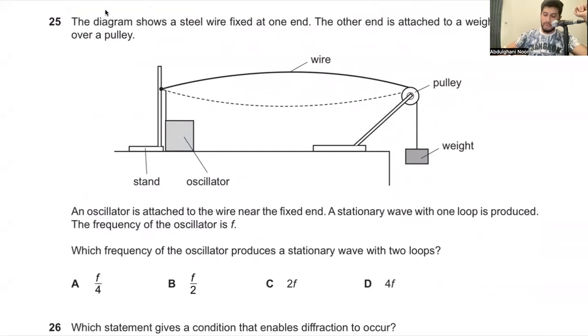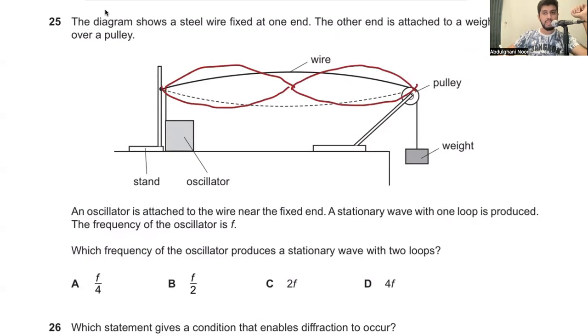So they're saying that right now our frequency is f. What if we had two loops instead of one? Like this. When you have two loops, your wavelength becomes half.